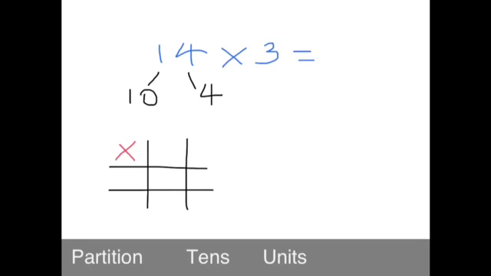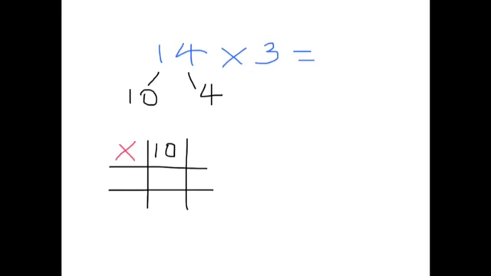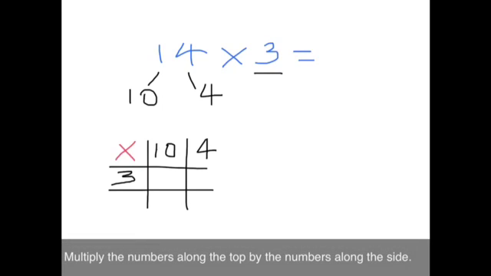And we must place these numbers into the grid like so. We must also place 3 into the grid. Now we must multiply the numbers along the top by the numbers along the side. We first start off with 10 multiplied by 3, which gives you the answer 30. Then we multiply 4 by 3, which gives you 12.